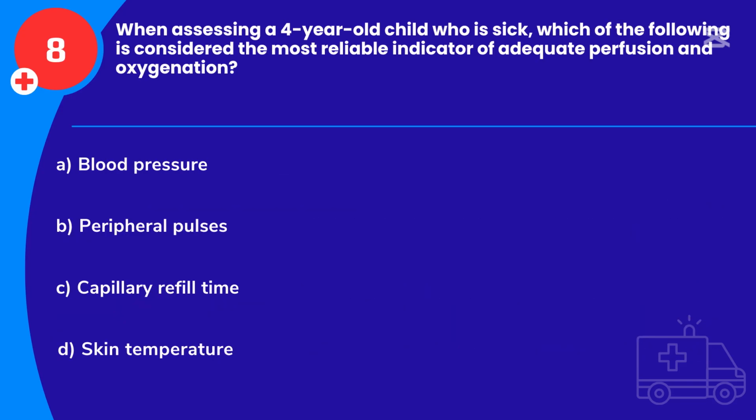Question 8. When assessing a 4-year-old child who is sick, which of the following is considered the most reliable indicator of adequate perfusion and oxygenation? A. Blood pressure. B. Peripheral pulses. C. Capillary refill time. D. Skin temperature.